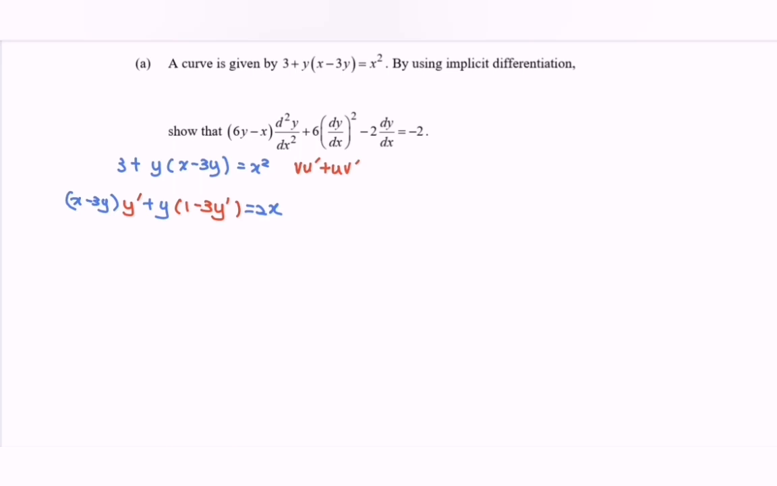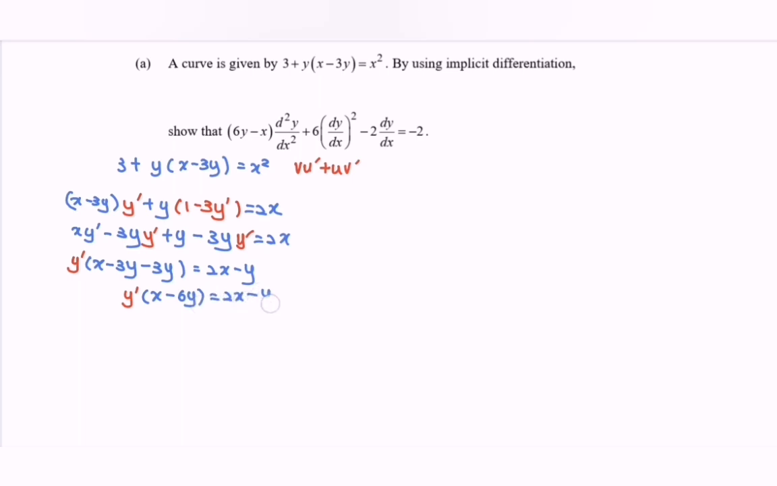So rewrite the situation. We have x y prime minus 3y y prime plus y minus 3y y prime equals 2x. Kindly focus on the y prime. So we have y prime, then we have x minus 3y minus 3y bracket equals 2x minus y. So in here, notice that we have y prime bracket x minus 6y equals 2x minus y.